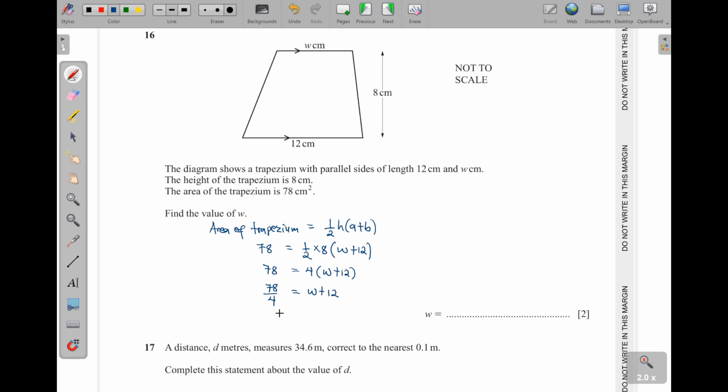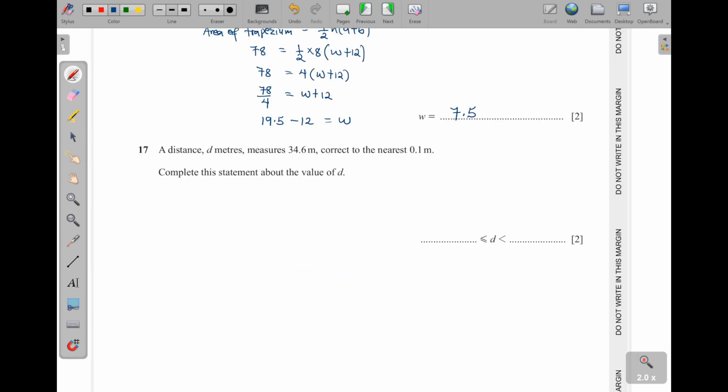4 goes into 7 one time, and then remainder 3. So 3, you put it on the 8, that will now be 38. Then 4 will go there 9 times, because that will be 36. Now remainder 2. So 2 over 4 is 0.5, so that will be 19.5. Now we can subtract 12 for us to get W, and this one will give us 7.5.